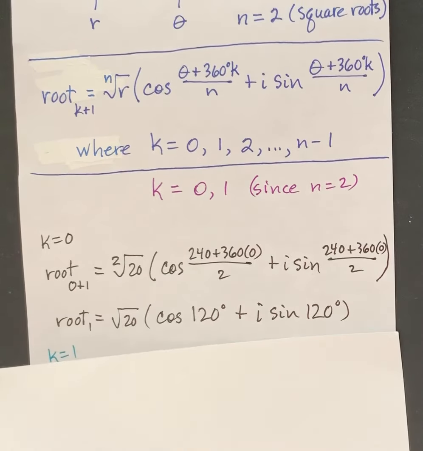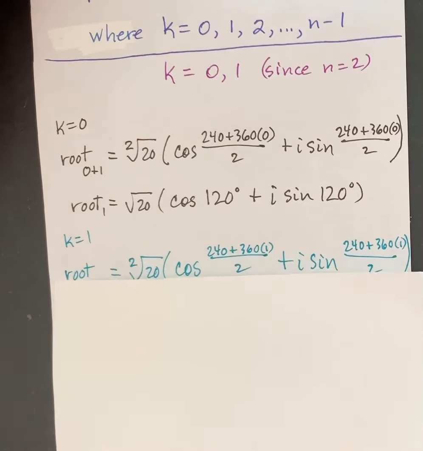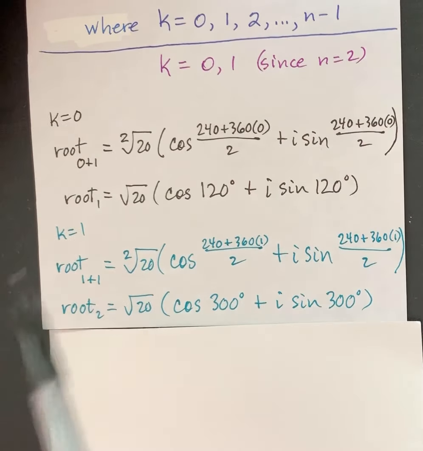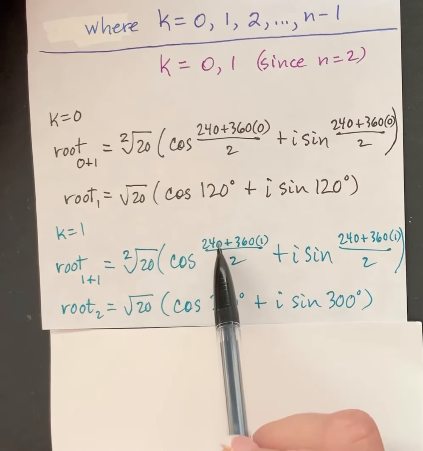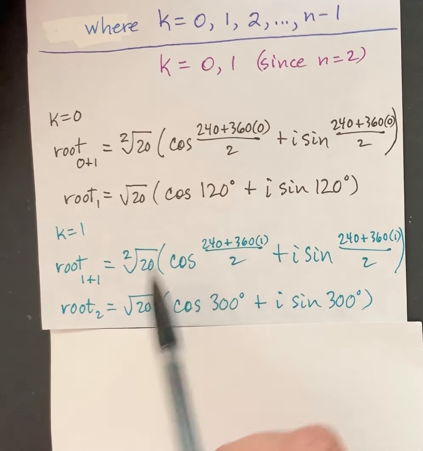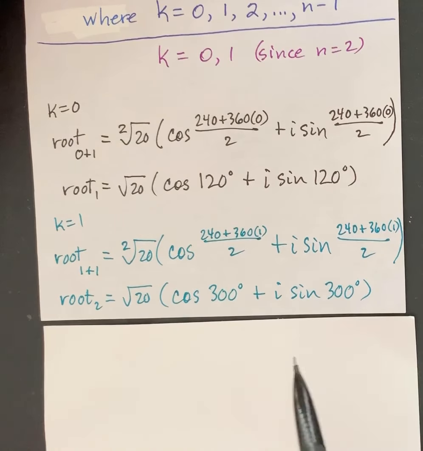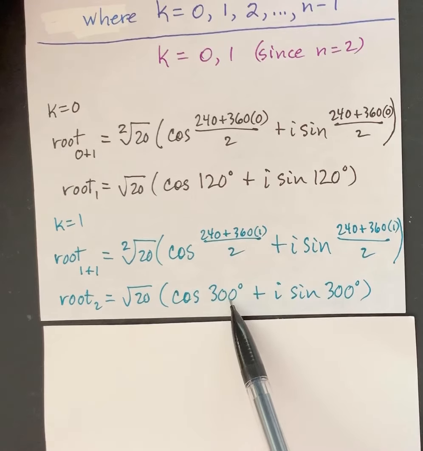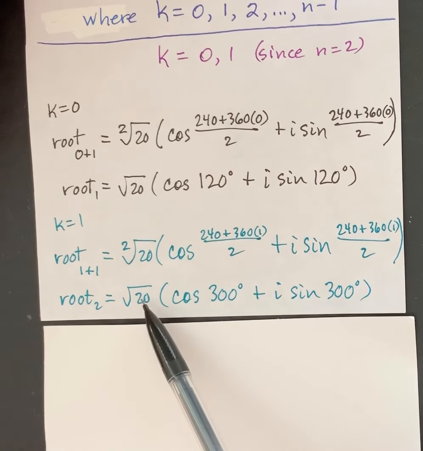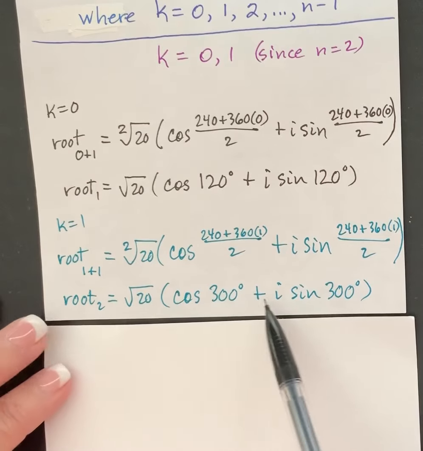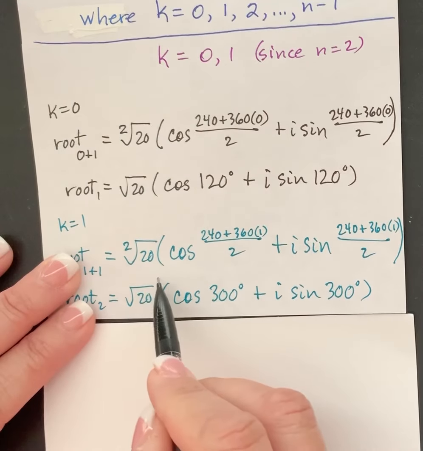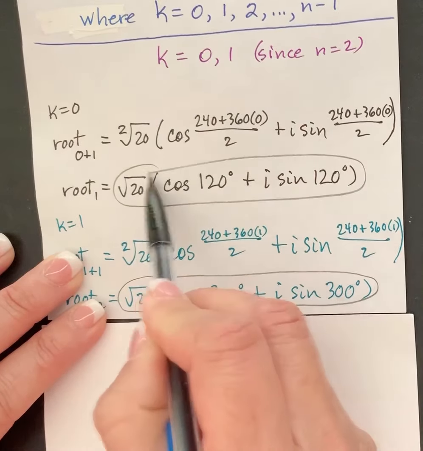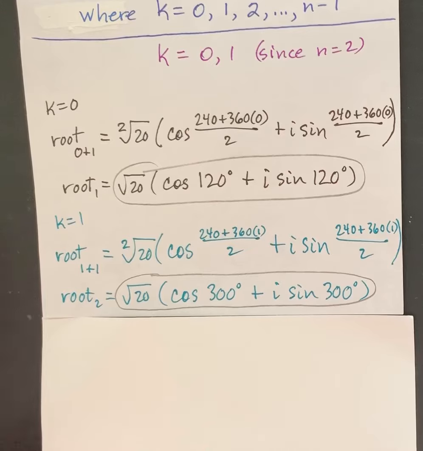And then when you try k equals 1, you'll get a different square root. So here I put in 1 for k. R stays 20, theta stays 240, because you have the same original number, you're just changing out which root. And this time when you use 1 for k, you'll get an angle that is 300 degrees. So the square root of 20 times the cosine of 300 plus i times the sine of 300. Okay, so this is one square root, this is the other, and those are in trig form, and there are 2 of them.